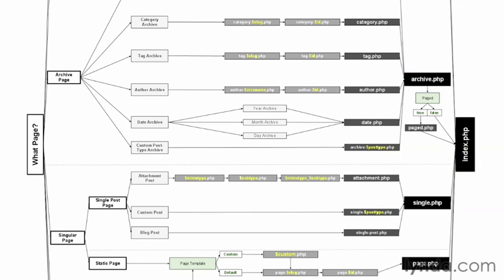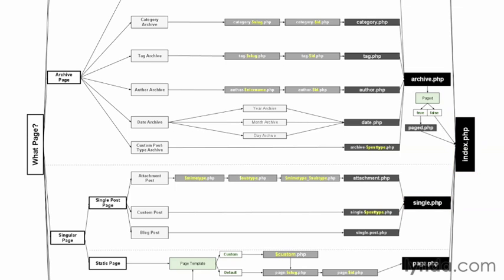The same goes if you're looking at a single post. You ask, what kind of page is it? It's a singular page, it's a single post page, and this is a blog post, which means we'll use singlepost.php. And if singlepost.php doesn't exist, we're going to use single.php instead. And if none of these template files exist, we fall back to index.php.